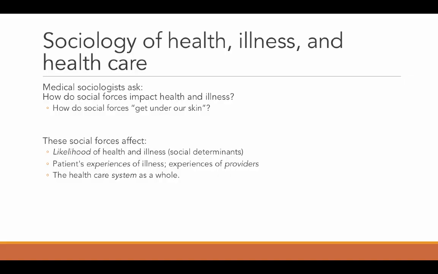So if we return to this question of how social forces get under our skin, sociologists would argue that they do so in three main ways. One is through the likelihood of health and illness. In other words, who is most likely to get sick or stay healthy, and why? What are the social determinants of health and illness?